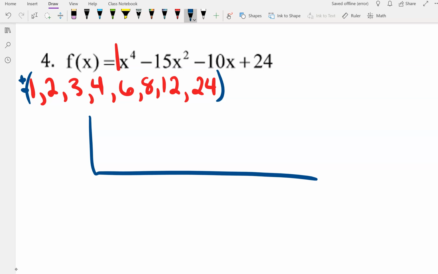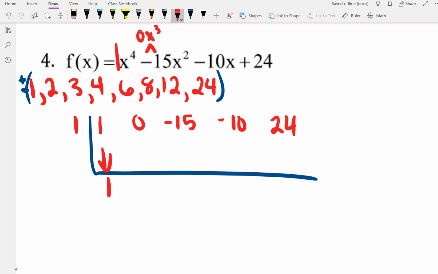But be really careful. We need to be in order by degree without skipping any. And, oops, I meant to erase that. And it looks like we're missing a third degree. So my coefficients will be 1, 0, negative 15, negative 10, and 24. And then again, I like to try 1 first. That one seems easy. 1 comes down, 1 times 1 is 1. Add, we get 1. 1 times 1 is 1. Add, I get negative 14.